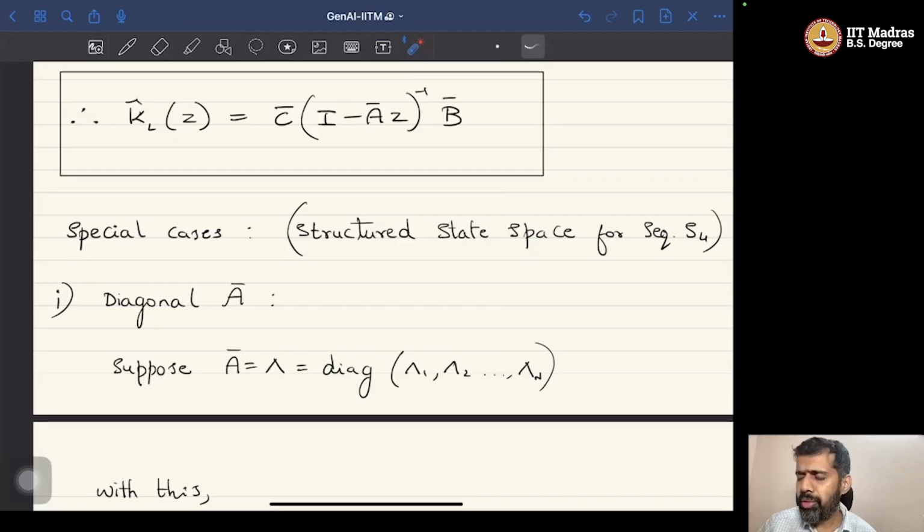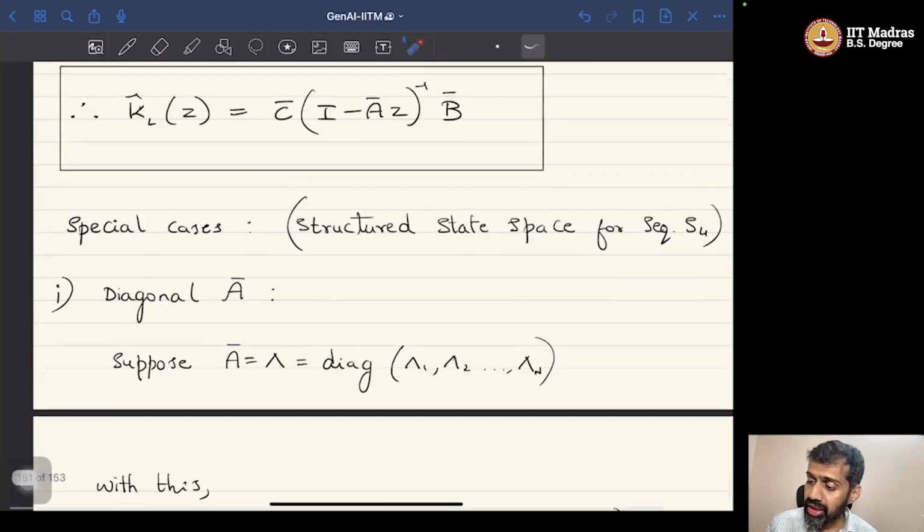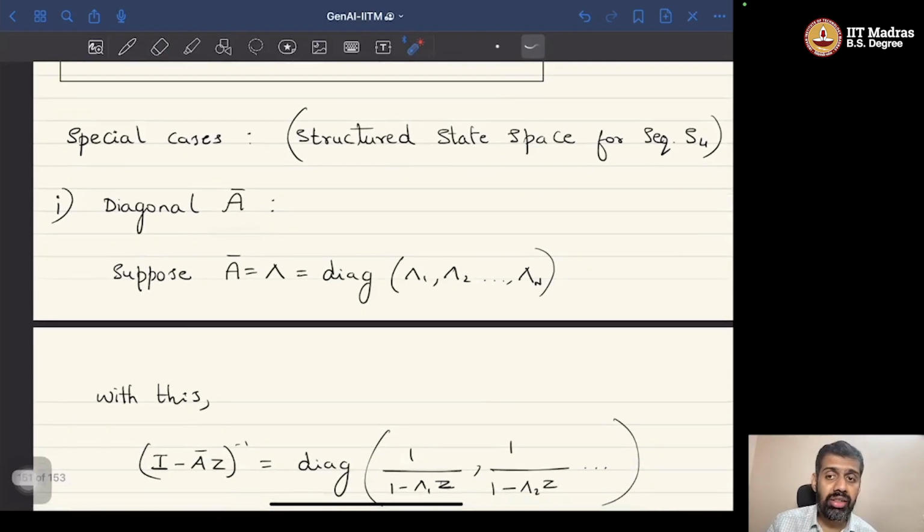Okay, so the broad idea of most modern-day state space models is to impose a particular type of structure on this A matrix and use different tricks for computing or estimating this A matrix, and therefore the final state space model. So we look at some of the structures that can be imposed on this A matrix. The first is where A bar becomes diagonal.